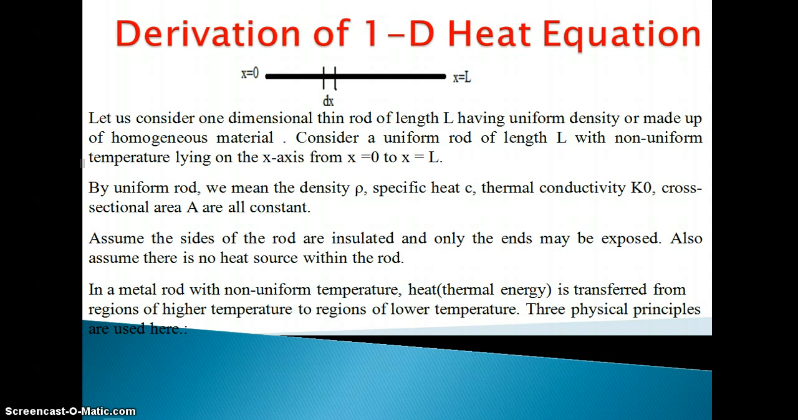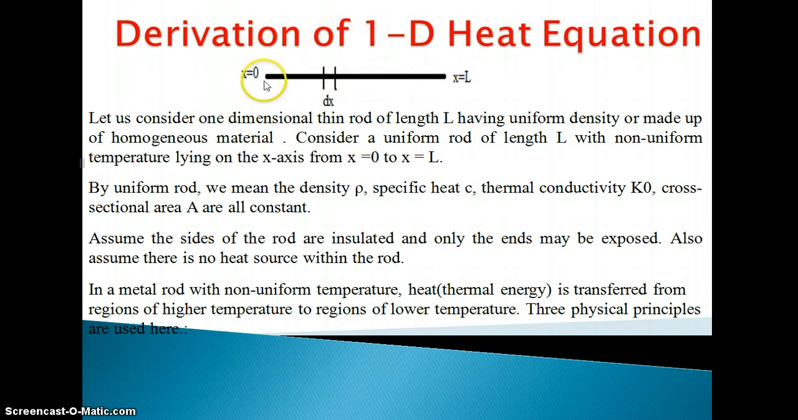equation. So to derive this heat equation, let us consider a one-dimensional thin rod of length L. It is placed along the x-axis, starting from x equal to 0 to x equal to L. Let this rod be made up of a homogeneous material. That means it is not made up of any composites.